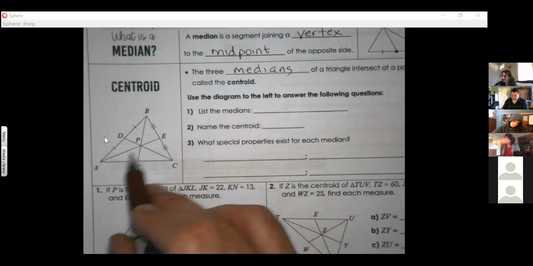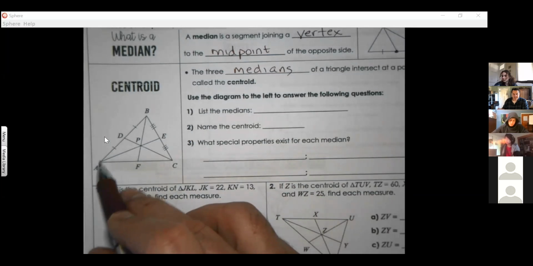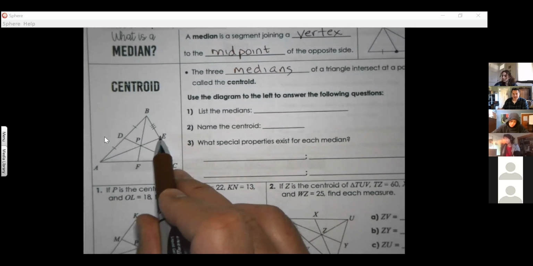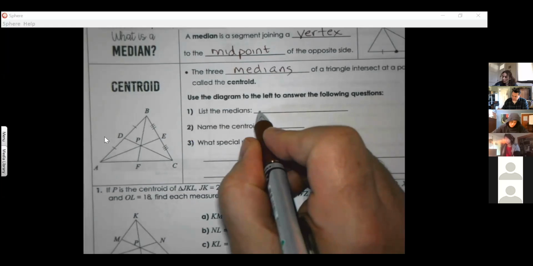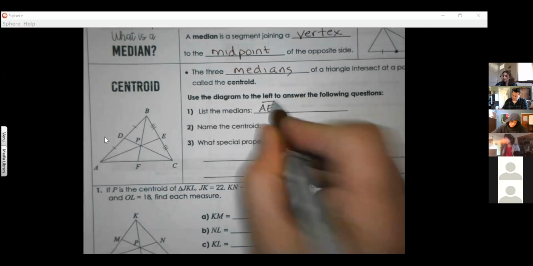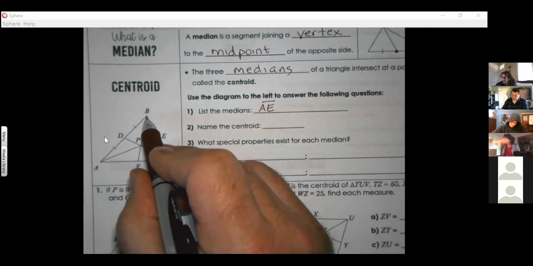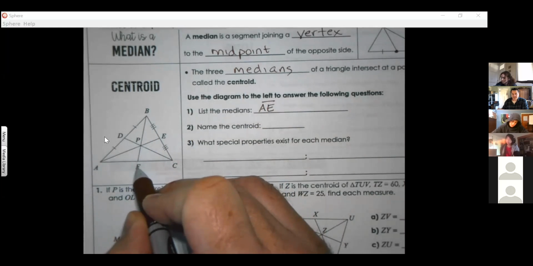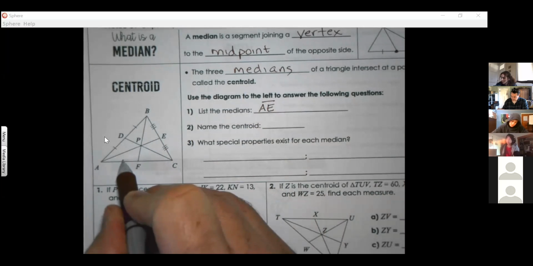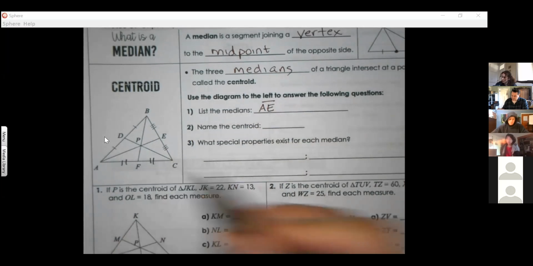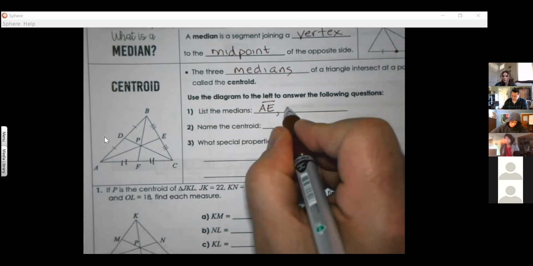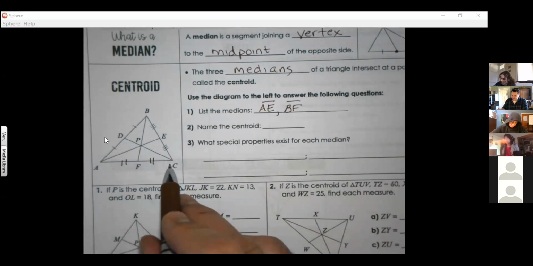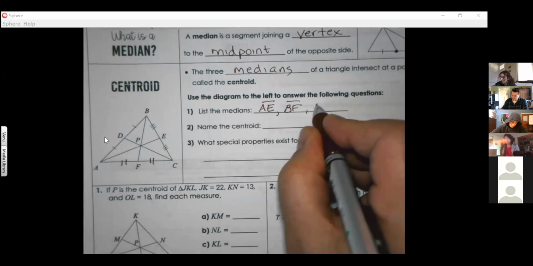First, it says list the median, so let's make sure we recognize that this time it is a consistent segment all the way from the vertex through the centroid to the midpoint. So for instance, AE would be one example, from the vertex all the way through the centroid, straight through to the other midpoint of the side. This should be marked as congruent there, BF. And then this one's C all the way to D, so CD.